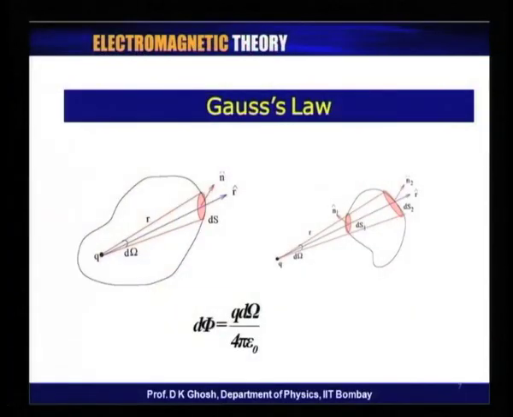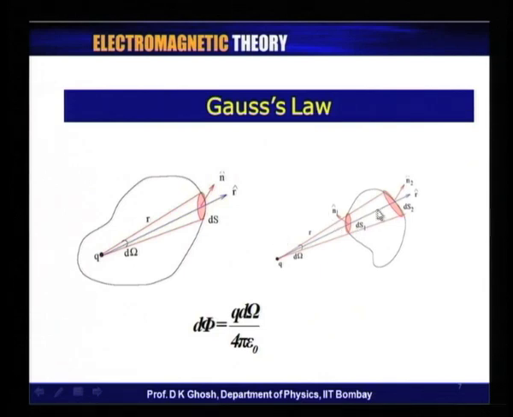Now, let us suppose this charge q is not inside that surface, but is outside that surface at this point. Now, I do exactly the same thing, but notice that if you draw rays from this point q, it will cut the surface in two places. One is here, let us call it dS1, another is here, that is called dS2. The normal direction to this is that way, whereas the normal direction to this one is in the opposite direction.